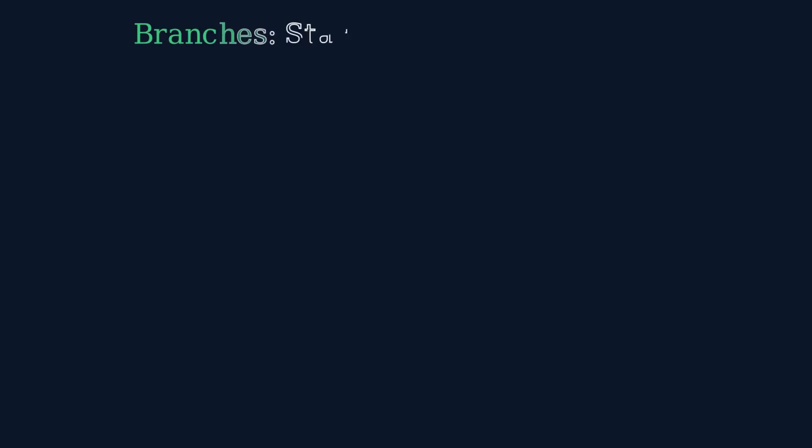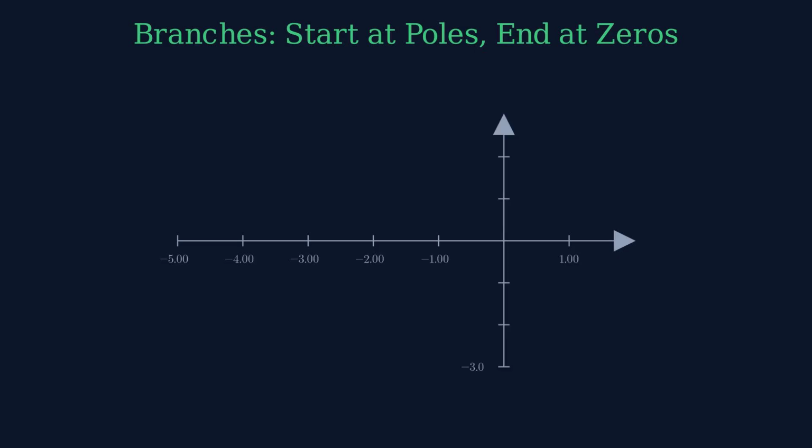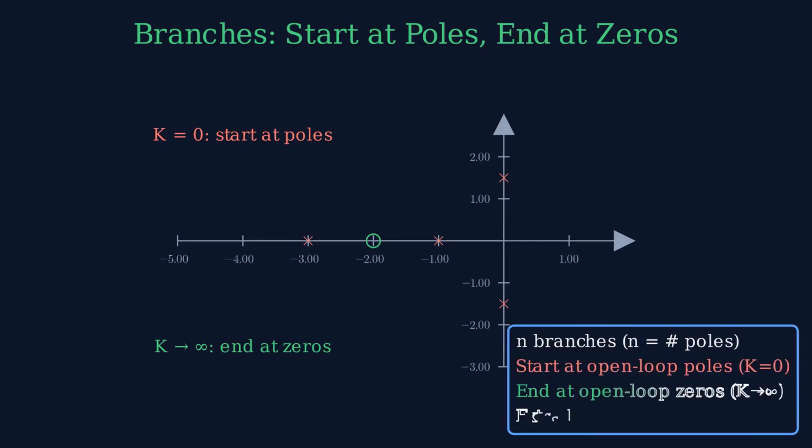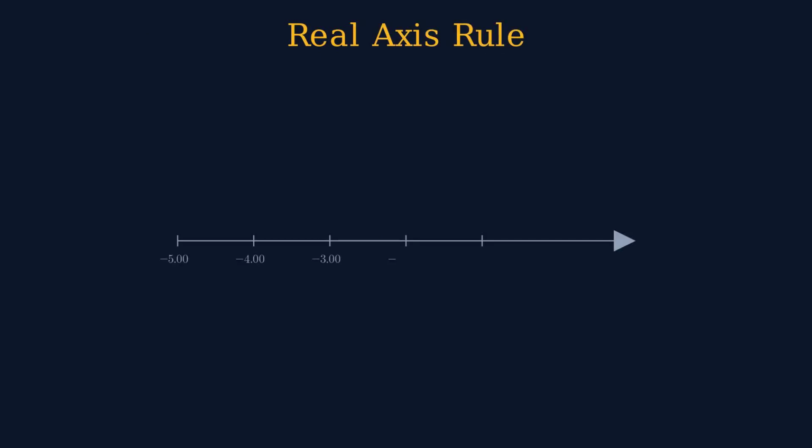Rule 1. The root locus has n branches, where n is the number of open loop poles. Rule 2. The branches start at the open loop poles when k equals 0. Rule 3. The branches end at the open loop zeros when k approaches infinity. If there are more poles than zeros, the extra branches go to infinity along asymptotes. Rule 4. The root locus is symmetric about the real axis because complex poles always come in conjugate pairs.